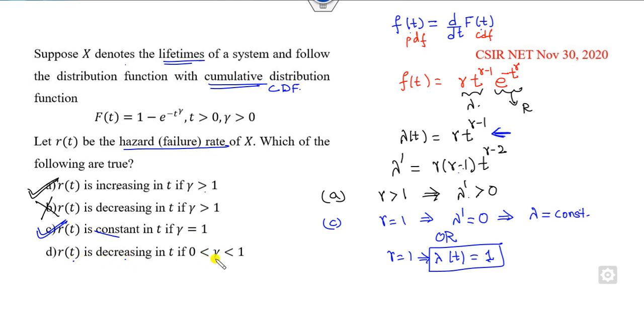Lambda is a decreasing function when gamma lies between 0 and 1. So whenever gamma lies between 0 and 1, what is the meaning of that? Lambda dash of t is always less than 0. So what is the meaning of that? It is a decreasing function. So the right answers are A, C and D, my correct answers of this problem.